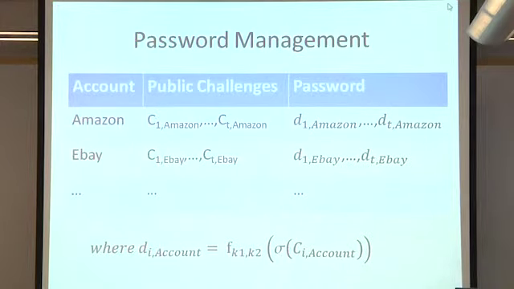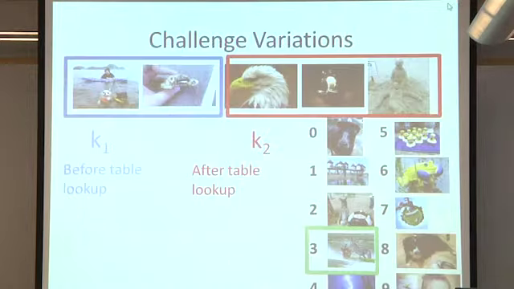So to generate multiple passwords in this scheme, you would generate a random public challenge for every account that you have. And then your password for each account is formed by responding to those challenges. So I have challenges for Amazon. My password is computed by computing the responses to each of these random challenges.